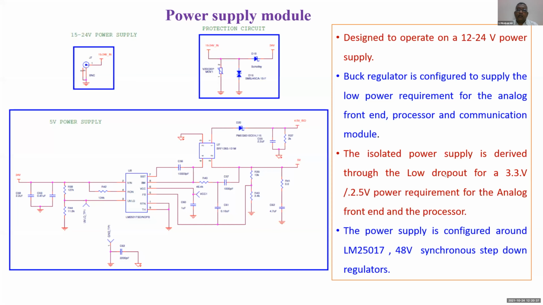The isolated power supply is derived from a low dropout regulator from a 3.3 volt supply. And then the power supply is configured using LM25017.